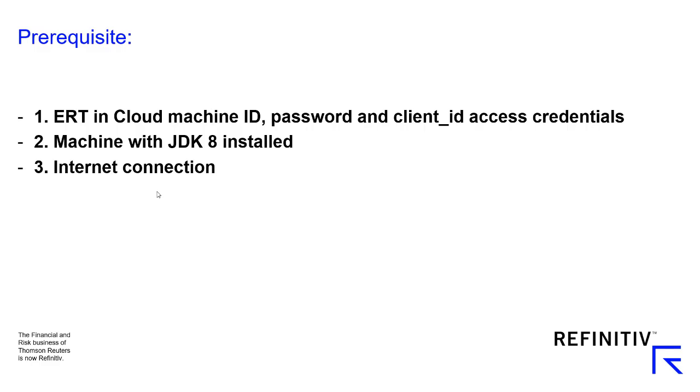These are prerequisites before you can run the sample application. First, you should have the credentials to log into the ERT in cloud. Usually, it contains machine ID, password, and client ID. Next, you should have a machine with JDK installed. In this video, we will use a Windows machine. And next, you should have a stable internet connection.